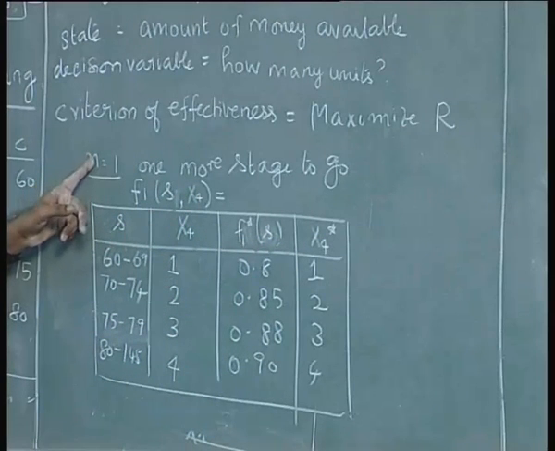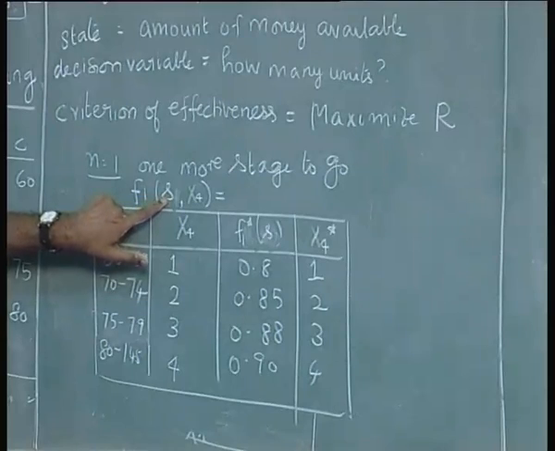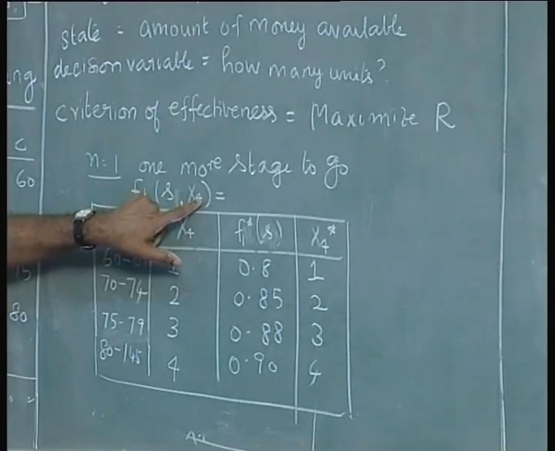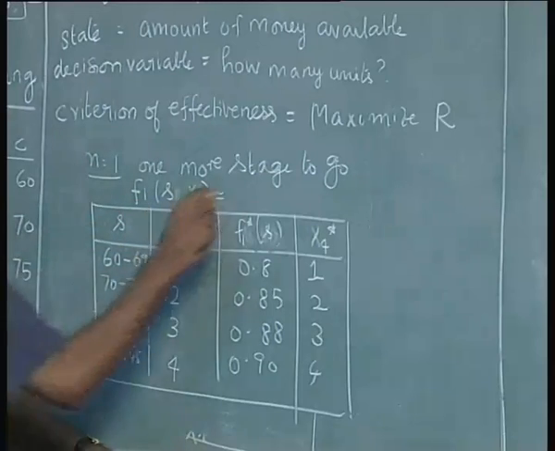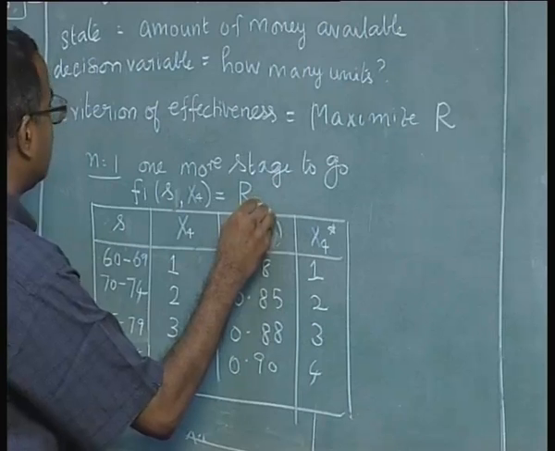So I have one more stage to go, one decision to make, that is D. If I am left with s rupees and I decide to buy x4 units of D, then this will be the reliability associated with x4.